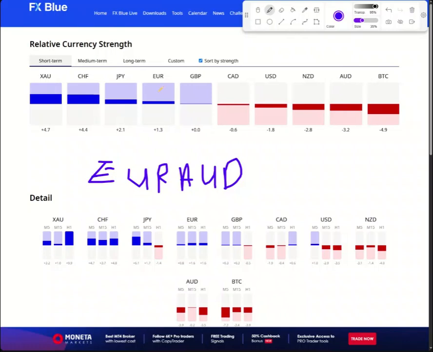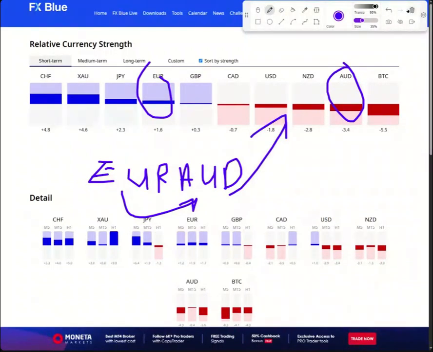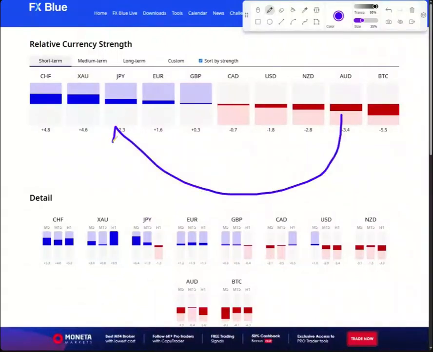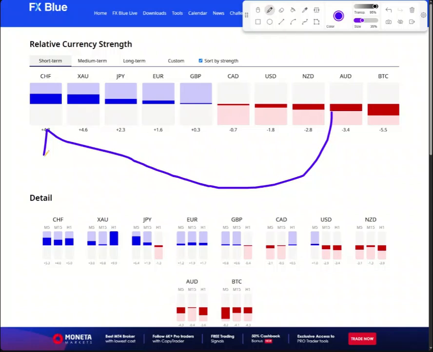So for this case, this is euro, this is AUD. So euro ni stronger than AUD. Tunafaa kuwa tunabuy ama tuna sell? Buy. Exactly. So anytime you start with a stronger currency, you should be looking for buy positions. Anytime you start with a weaker currency, you should be looking for sell positions. So for euro AUD, you should be looking for buy positions. For AUD CHF, you should be looking for sell positions.